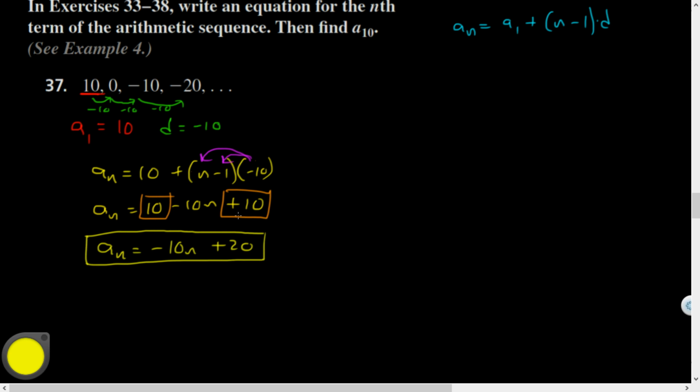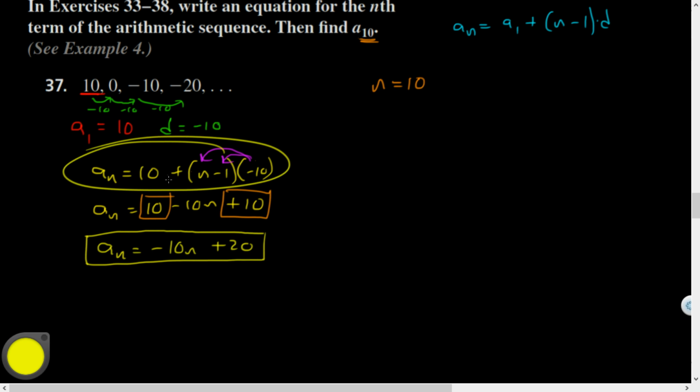All right, so that's almost like a quote-unquote slope-intercept form of that equation. Then they ask us to find a sub 10. In order to do that, I have one more variable I've got to figure out. For this formula, I've got a sub n and I've got n. I've got to know one of these things. If I'm looking for a sub 10, the additional piece of information I have is that n equals 10. I'm looking for the 10th term, so n equals 10.